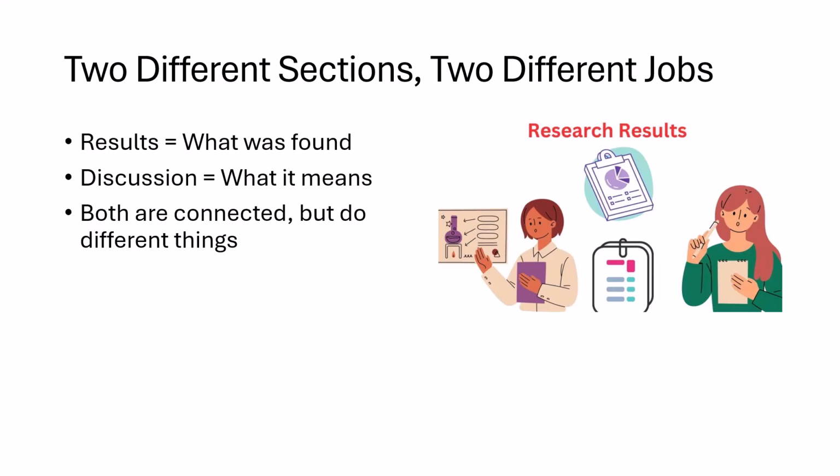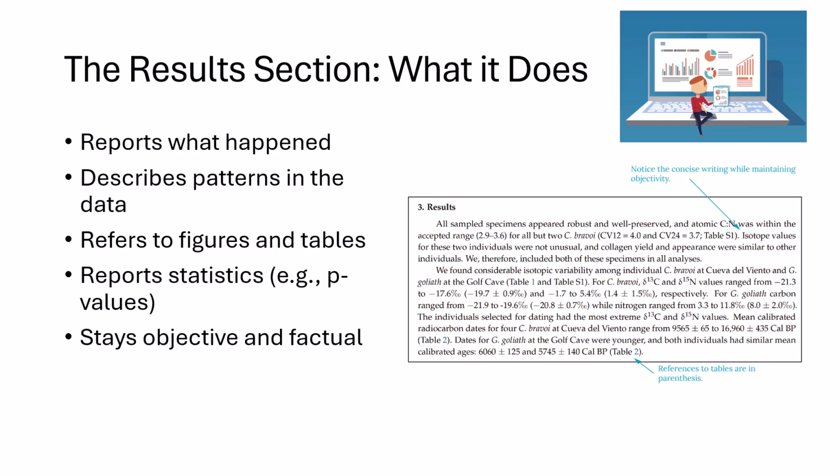Keeping these roles separate helps make your writing clearer and more professional, and it helps readers trust that your interpretations are grounded in actual data. The results section is essentially a guided tour of your data. You're telling the reader what you measured, what patterns you observed, and what the statistics say about those patterns. This is where you point to your graphs and tables and describe what they show. The key word here is objective. You're not arguing or explaining, you're reporting.